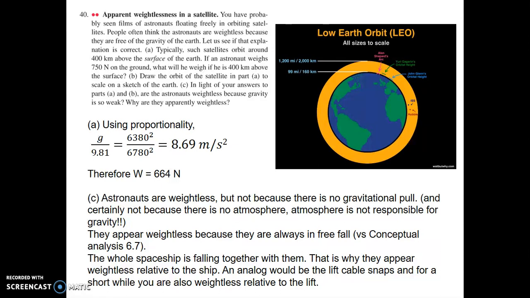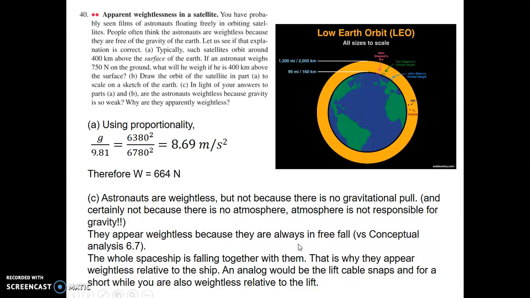There is also a misconception that says there's no gravity because there's no atmosphere. Please, the atmosphere is not responsible for gravity. Remember I said that they are always accelerating, and this pull causes the acceleration.